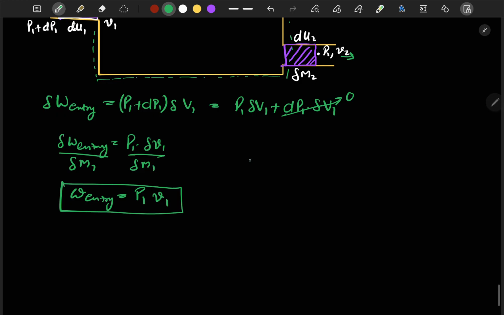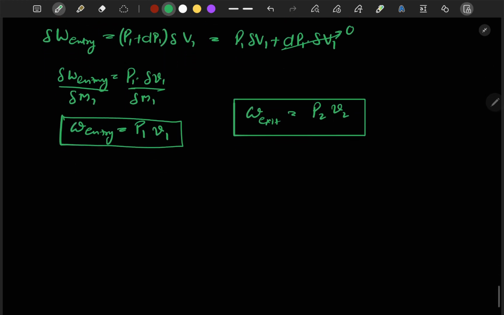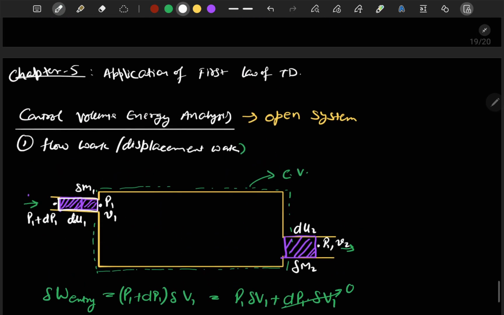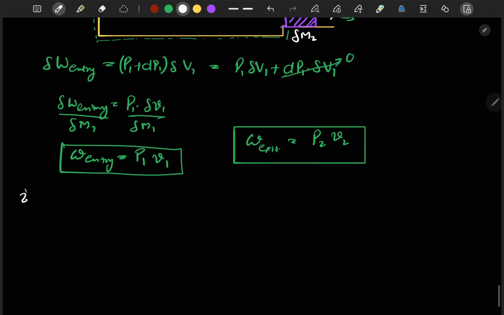Similarly, if we calculate it at exit, we will get the flow work at exit equal to P2 into V2. This is the flow work at entry and exit. Now the second point which we will study in this control volume analysis is the steady flow energy equation.